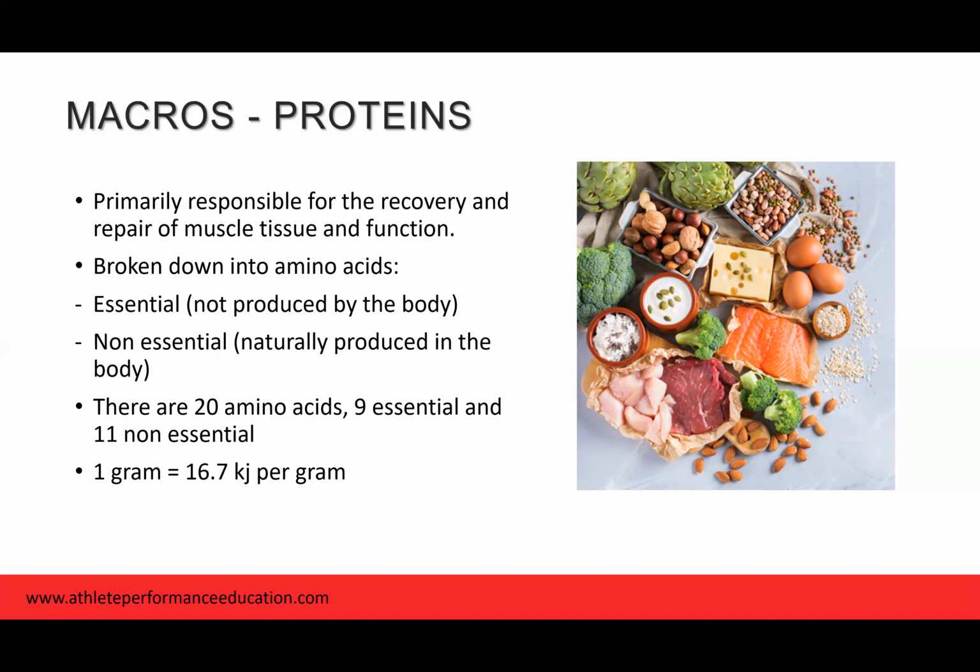There are 20 amino acids in total, 9 which are essential and 11 non-essential. And similar to carbohydrates, 1 gram of protein equates to 16 kilojoules of energy. That's going to be important when we look at fats next.